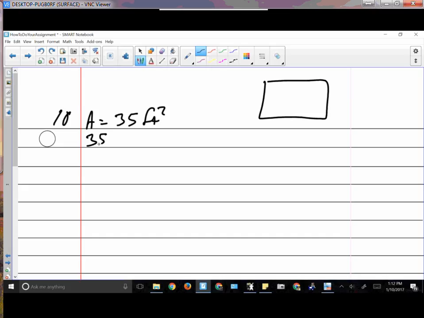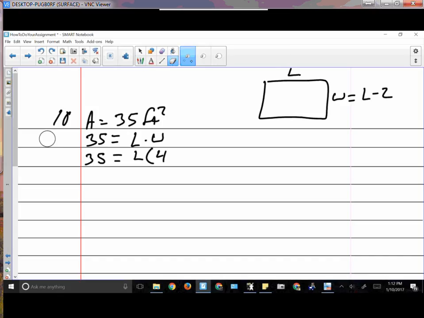So that means that 35 is going to be equal to the length multiplied by the width. Now, if I go through this and read, it says table has a width that is 2 feet less than the length. So if this is the length, that means that the width is over here, right? But it's got to be less than the length, so that means width is equal to L minus 2. So now, I've got the information that I need. 35 is going to be equal to L multiplied by L minus 2. Okay, so that means that 35 is going to be equal to L squared minus 2L.